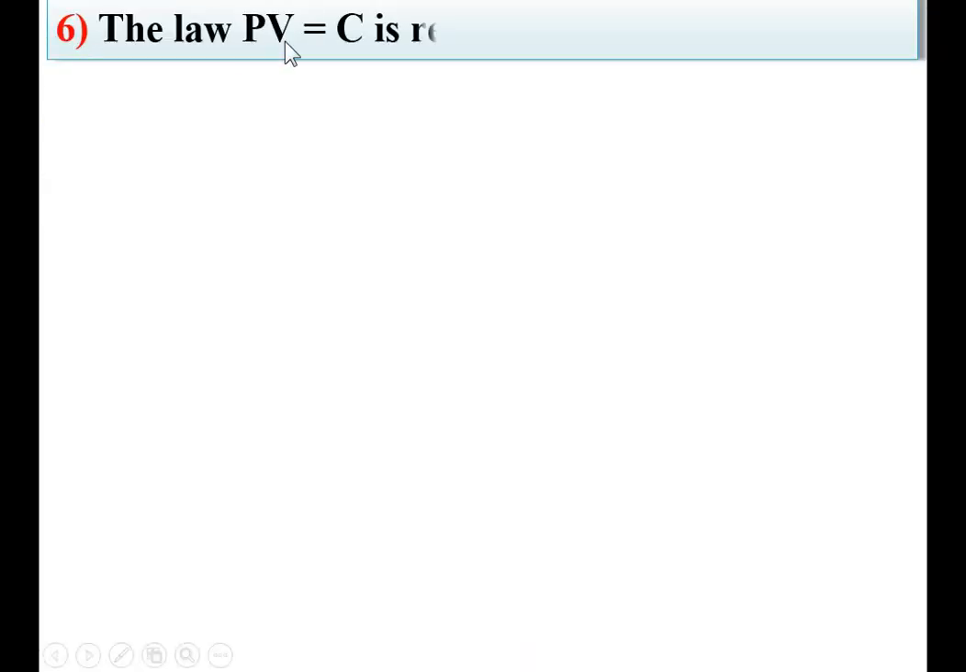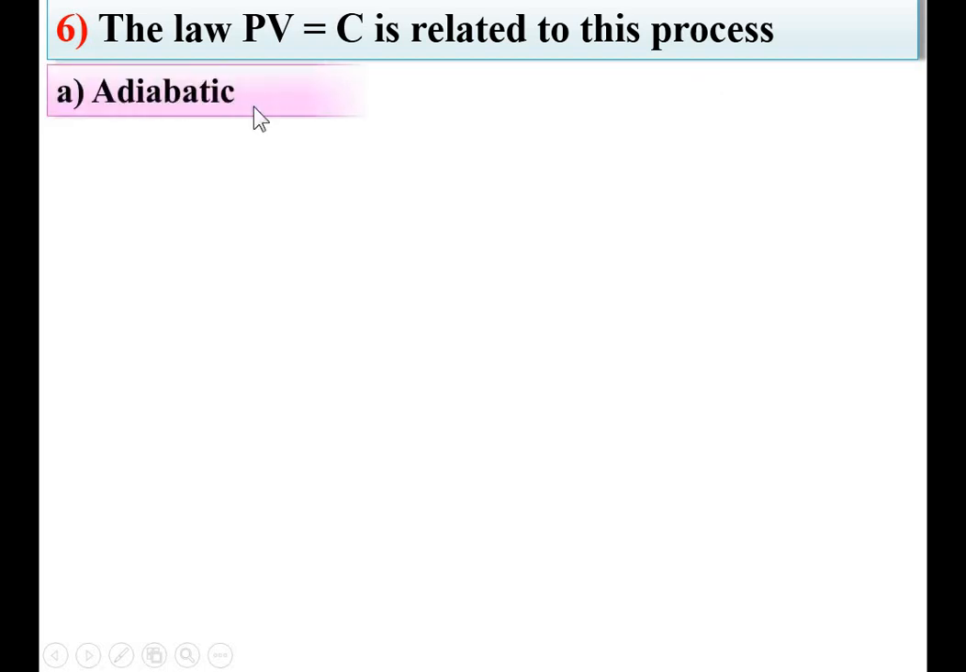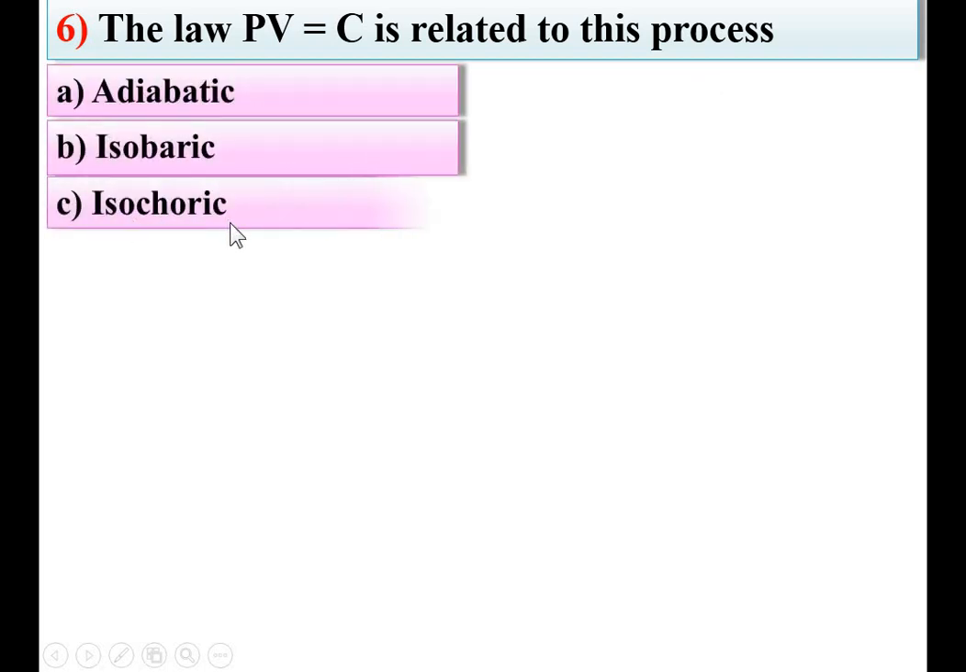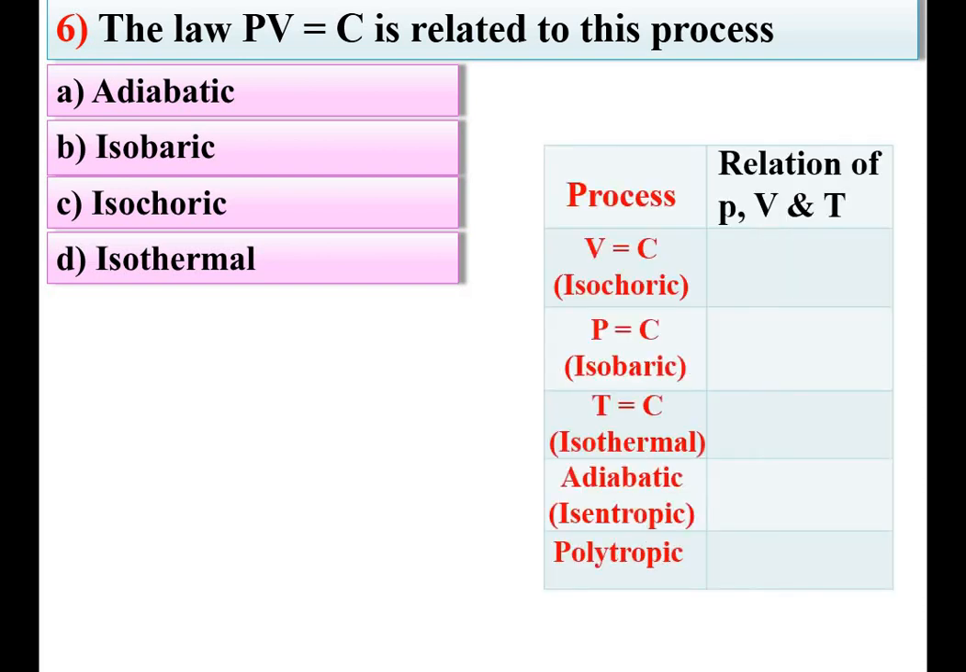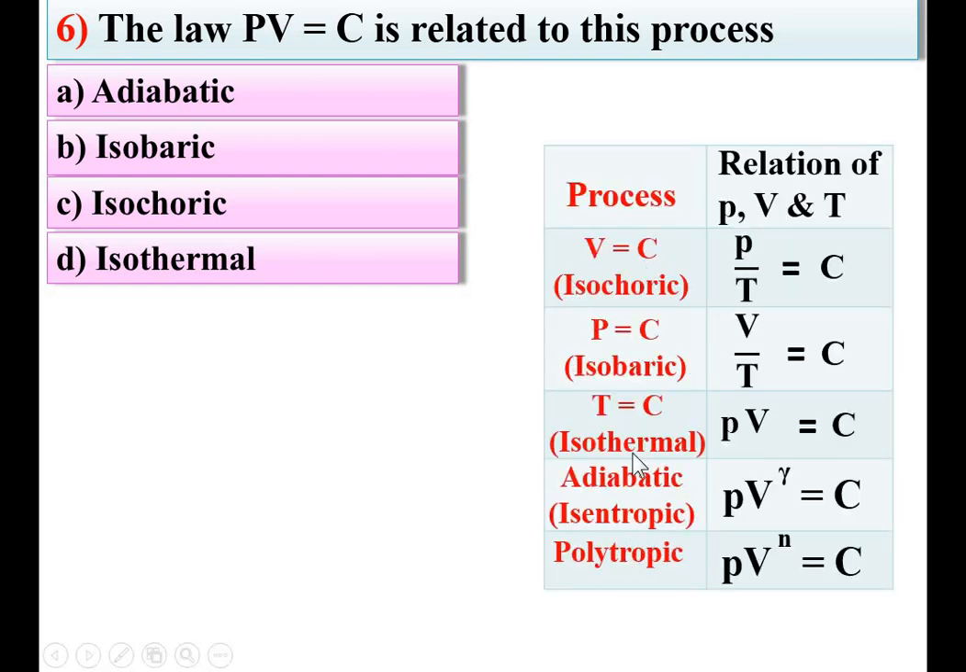Next, the law PV is equal to constant is related to this process. Option: adiabatic, isobaric, isochoric, isothermal. So consider the very important note. These are all non-flow processes, and here it is given to you PV is equal to constant. So PV is equal to constant, that process is known as isothermal process. So D is the right answer.